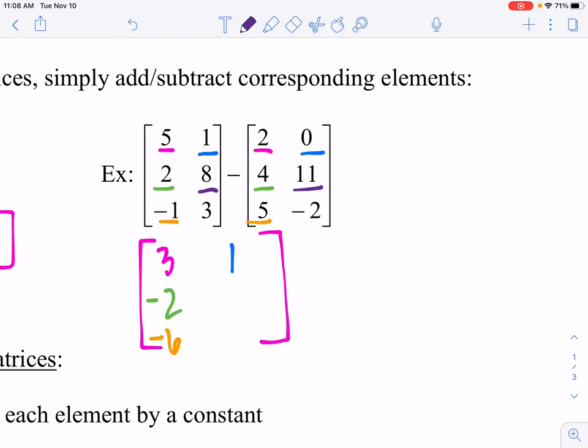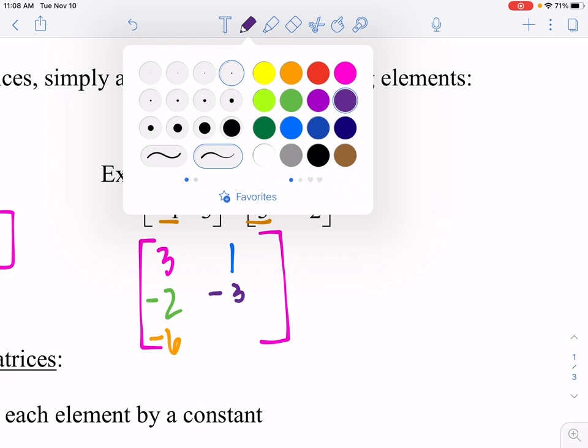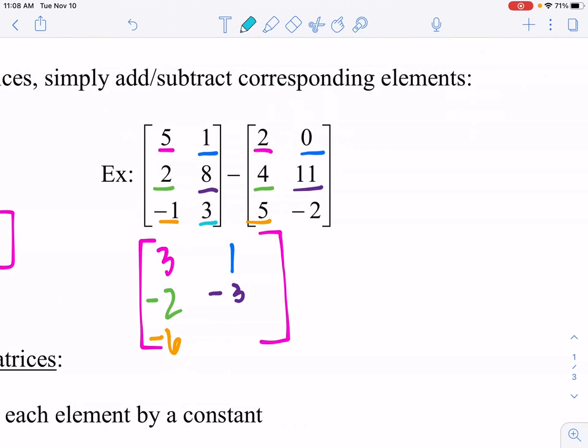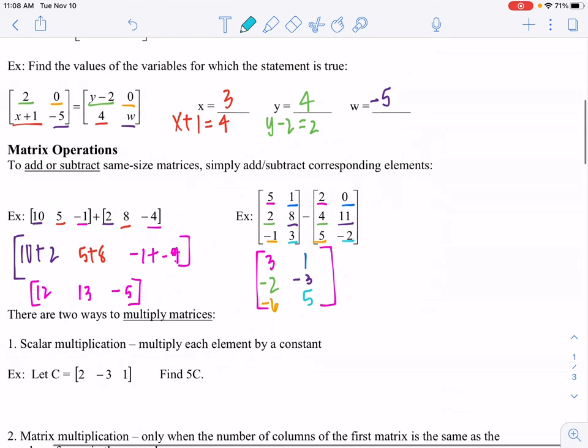8 minus 11 is negative 3. And 3 minus negative 2. Minus negative 2 will become a positive 5. So the addition and subtraction are pretty easy.